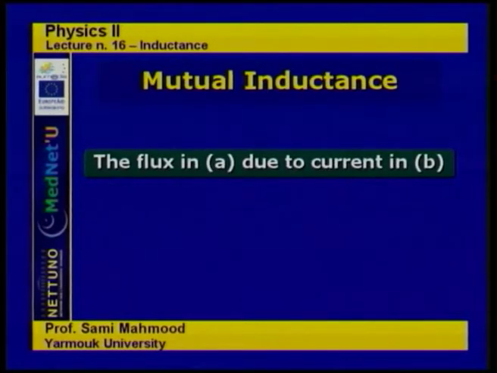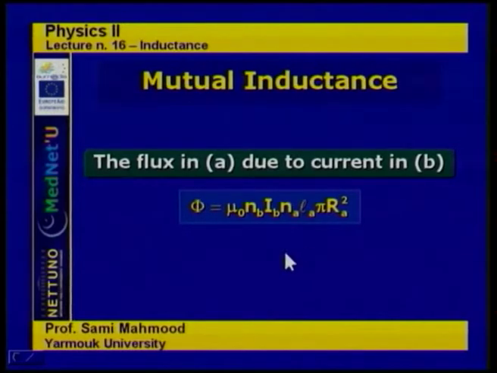the flux in A due to current in B is simply mu naught times small n B times I B, that's the induction due to B, times the number of windings in solenoid A, which is small n A, times the length of solenoid A, times the area, and that gives the flux. It's the magnetic field times the number of turns times the area.